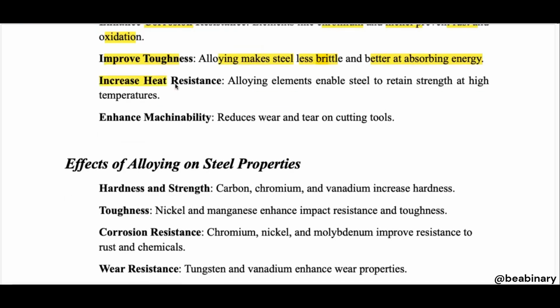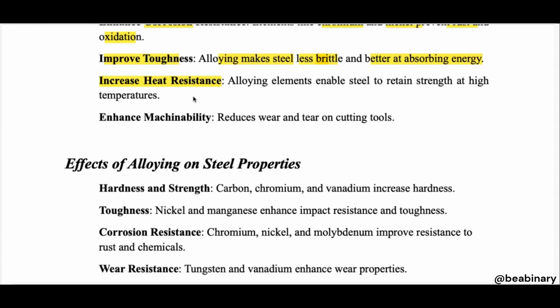Next, increase the heat resistance. Similar to corrosion resistance, it means whatever heat your material is exposed to, it will resist and will not get melted, up to a certain heat. Obviously every material has its melting point, and if you come close to that temperature, it will melt. Take aluminum, for example. It has a melting point of 600-something degrees Celsius, right?